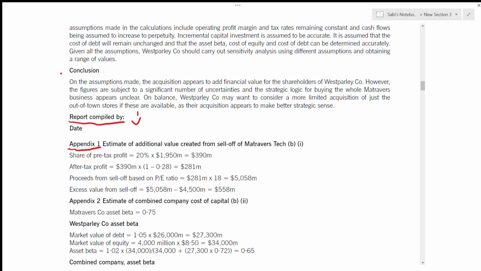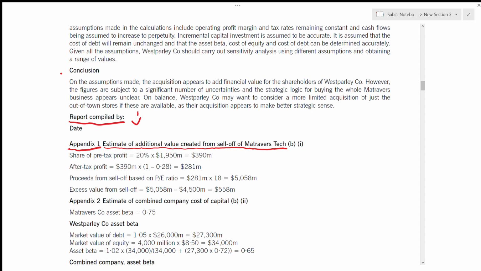You have to give a heading for Appendix 1. Just don't write Appendix 1 and start working. What is Appendix 1? Put a heading for it. Is it so difficult? No, it isn't very difficult. Everything is given in the requirement. From the requirement itself, we can take the wordings: estimate of additional value created from sell-off. So you are selling, and what is the value of selling that?